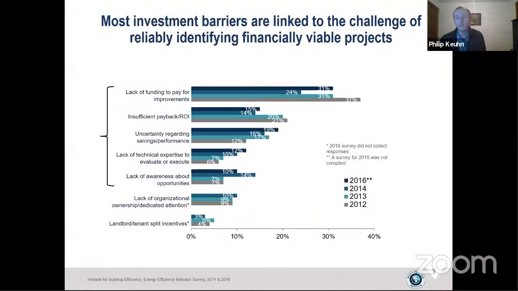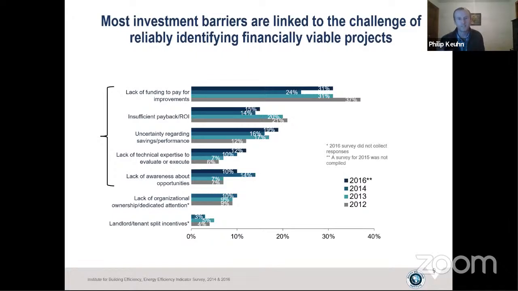So the question is, why are they not doing that? Which goes back to the polling question. And I think that lack of motivation, I would definitely agree with that. There is an interesting survey conducted by the Institute of Building Efficiency called the Energy Efficiency Indicator Survey. They send it out about once a year. It's sent globally to facility and sustainability leaders. And one of the clusters of questions is around barriers associated with investment in energy projects. And this slide shows a high level of those results.